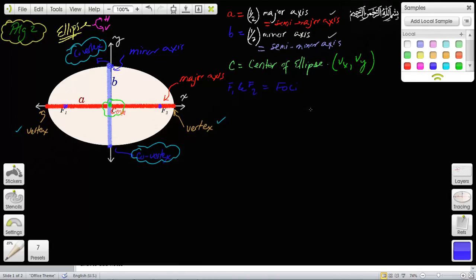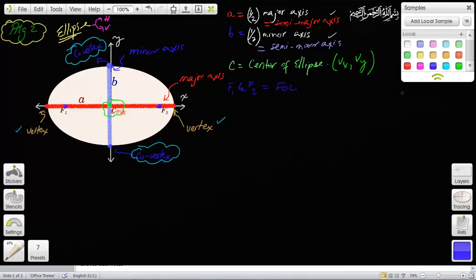Now, some call it foci, I call it foci, tomato, tomato. Focus is singular, foci is plural. So F1 is one focus, F2 is the second focus, and together they make foci. They are very important. That's how the ellipse is generated, using the foci.